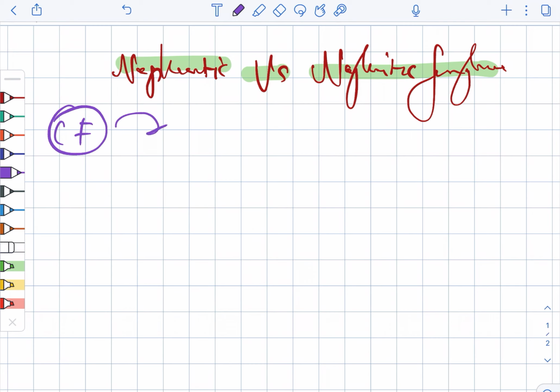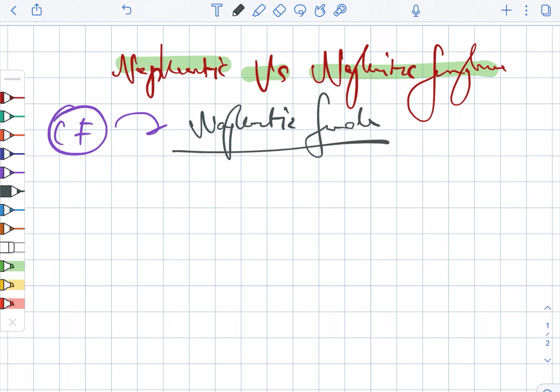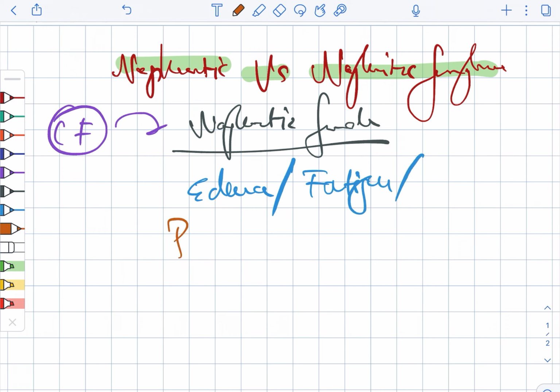Nephrotic versus the nephritic syndrome. So here are the clinical features. Firstly, we are going to look only at the nephrotic syndrome. The clinical features include the presence of edema, fatigue, and proteinuria. This is what we are talking about in nephrotic.